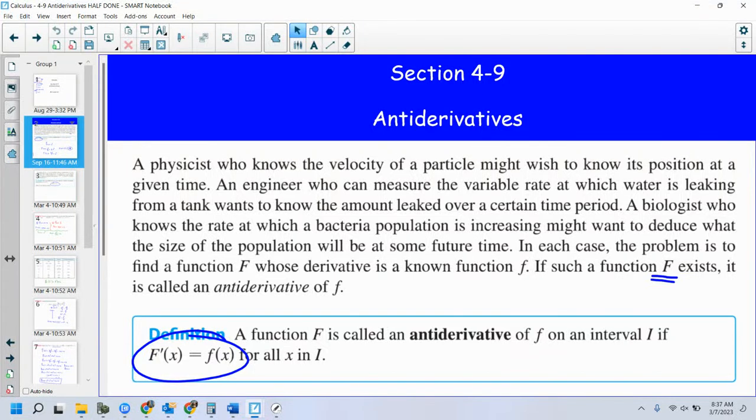Welcome back. Day 2 of section 4.9. The antiderivative does have different names. Like if you have friends in AP Calc and they're like, oh, we're doing integrals, that's the same thing. Integrals are the same thing as antiderivatives. Integral is more of an operation, so it's basically the exact same thing.